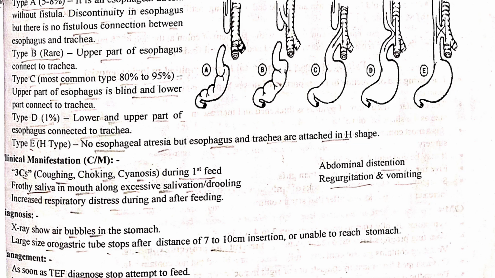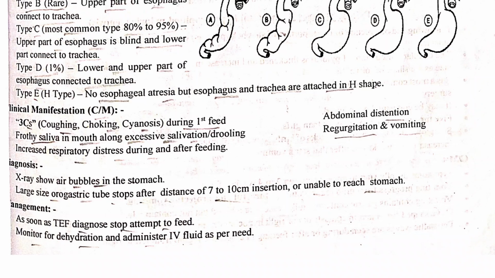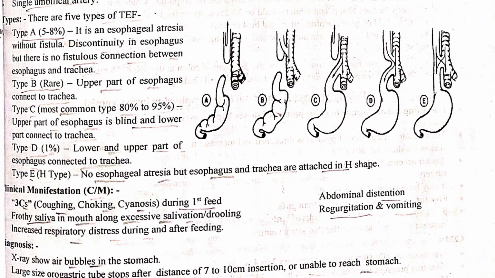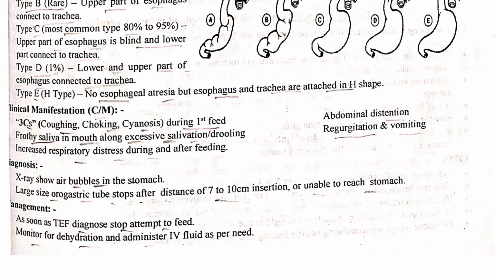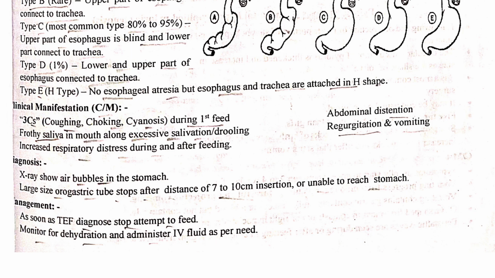Type E, H type, no esophageal atresia but the esophagus and trachea are attached in an H shape. Clinical manifestation: the 3 Cs, coughing, choking, cyanosis during the first feed, frothy saliva in the mouth along with excessive salivation or drooling, increased respiratory distress during and after feeding, abdominal distension, then regurgitation and vomiting.